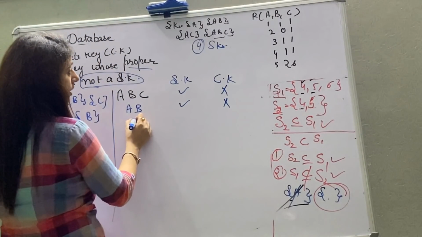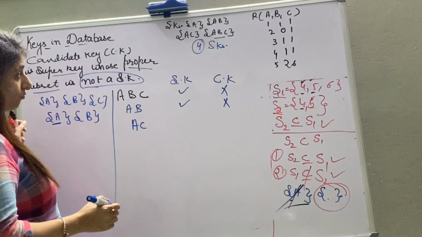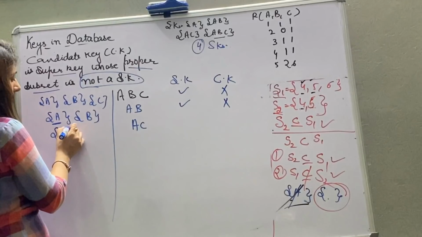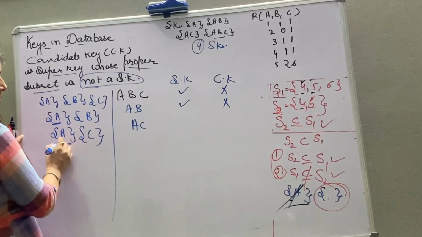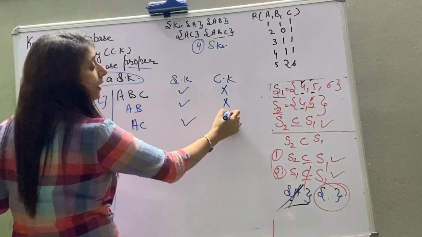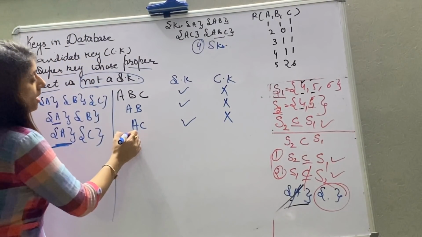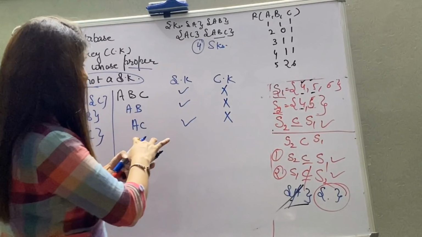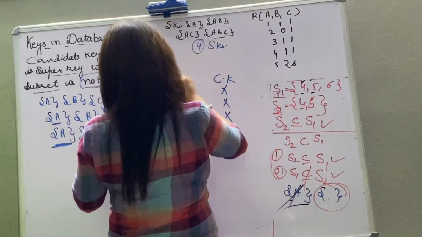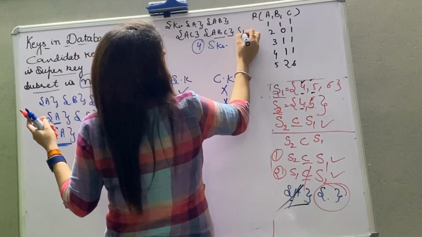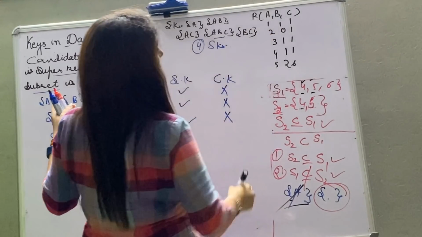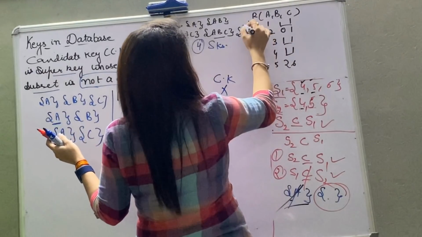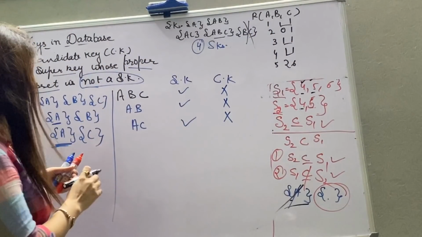If I talk about AC, what would be the proper subsets? C here. Again, it is a super key, but it is not a candidate key. Next, AC is done. By mistake one is left here, that is BC. Can we check BC? No, this cannot be the super key because the entries are repeating over here.